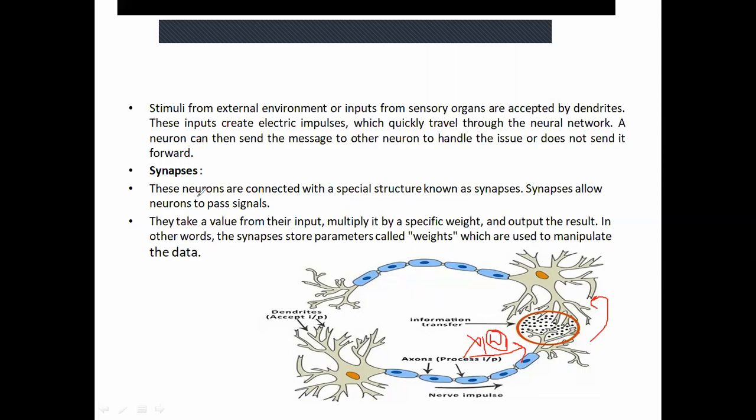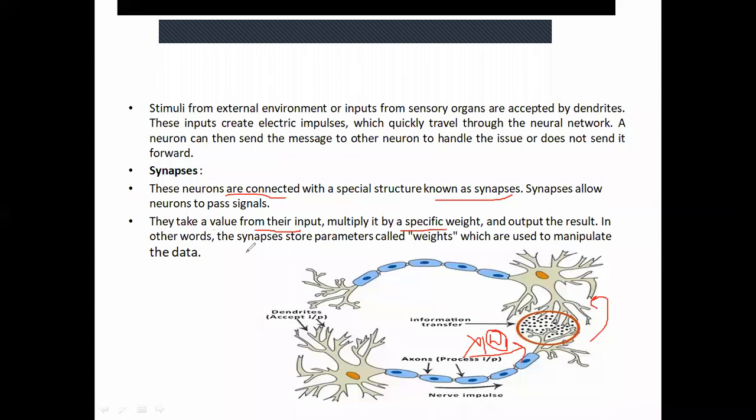Okay. So this thing I have already told you, that all these neurons are connected with a special structure known as synapses. Like this neuron is connected to this neuron through these synapses. Through these synapses only, the signal is passed from the axon terminal of one to the dendrites of the other. So they will take the value from the input, multiply it by some specific weight, and then give the output, and that output will go to the other neuron.